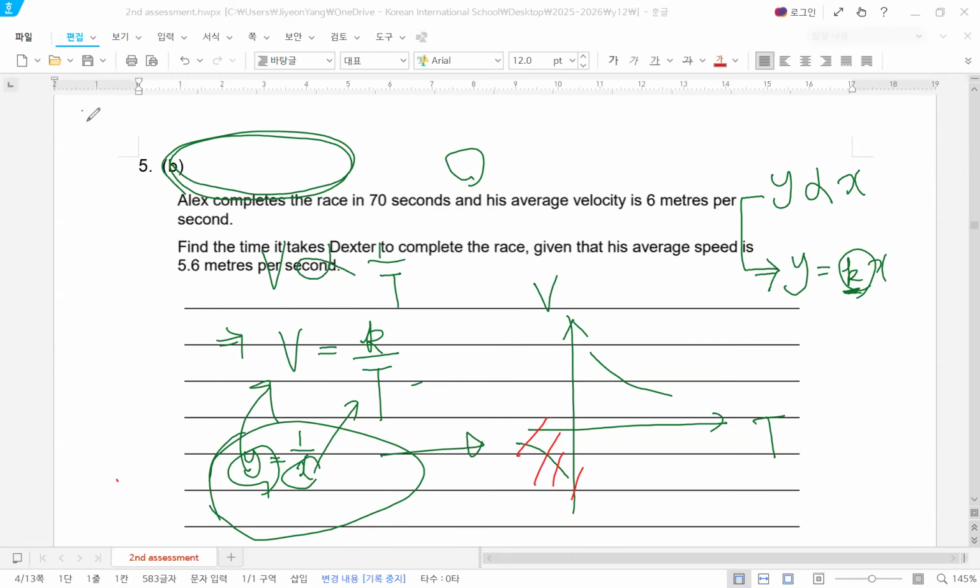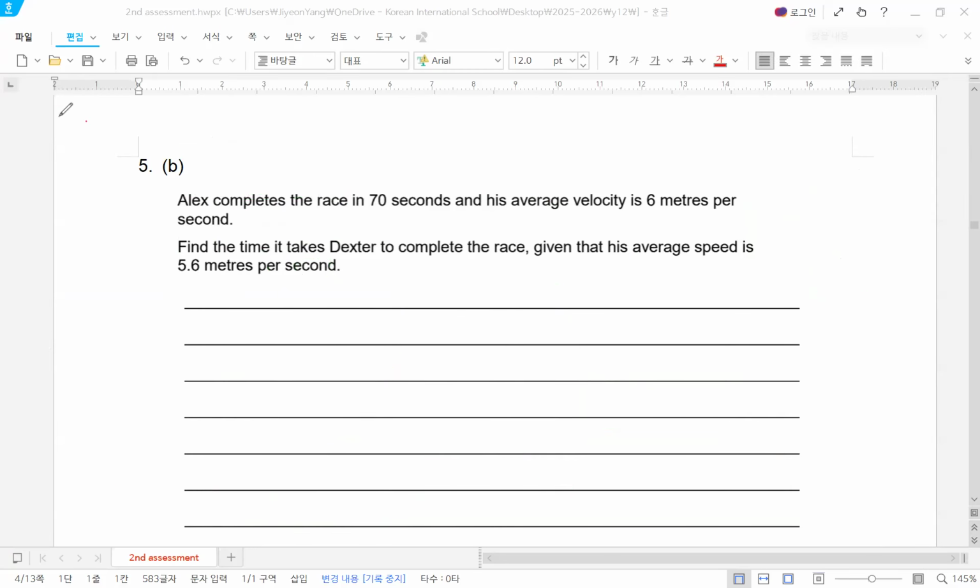Victoria, please read 5b. Alex: The rate in seconds, and the average velocity is 0 meters per second.